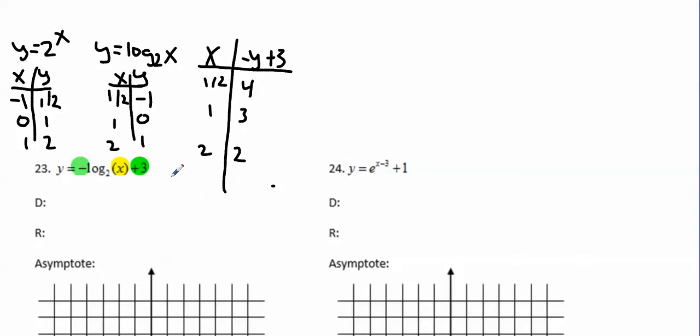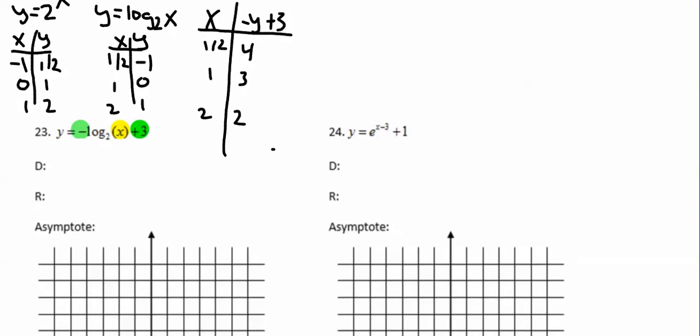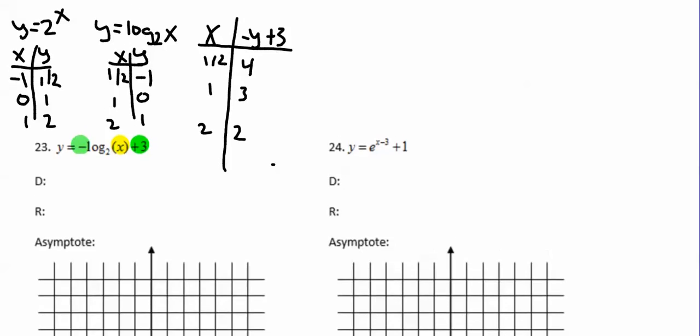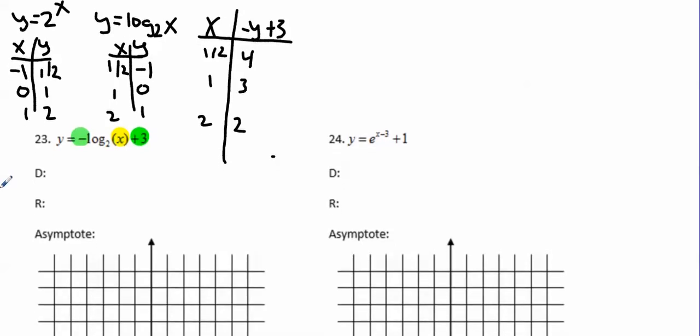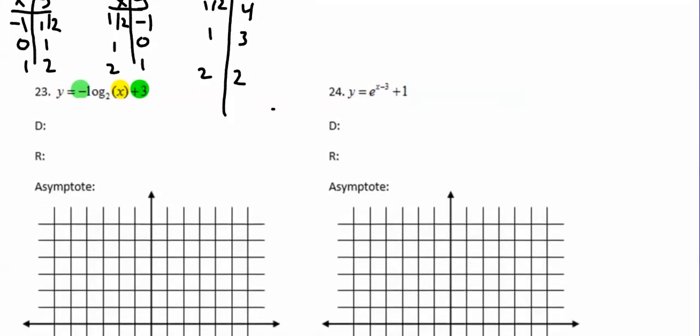Okay, so let's talk about this graph for a second. So this is going to be shifted up 3 units, and the negative in front, that is going to reflect it vertically. So that's going to be reflected over the x-axis. So when we graph our function, we need to make sure that it is in fact being reflected. Okay, so let's go ahead and graph.